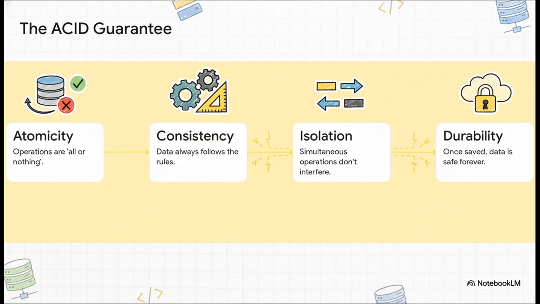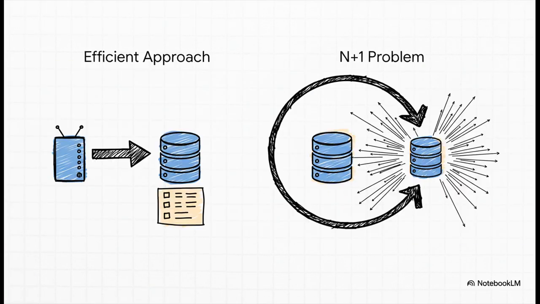Well, that's where the ACID guarantee comes in. It's basically a contract of trust. Atomicity means an operation is all or nothing. It either fully completes or not at all. Consistency means the data never breaks the rules. Isolation means 2 operations happening at the same time can't interfere with each other. And durability means once your data is saved, it's safe. It's not going anywhere.